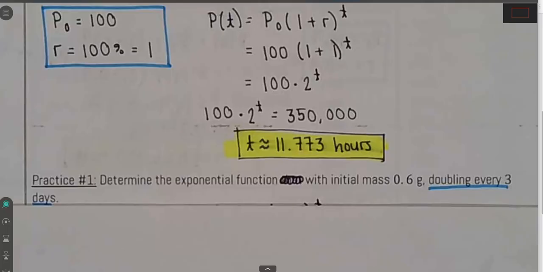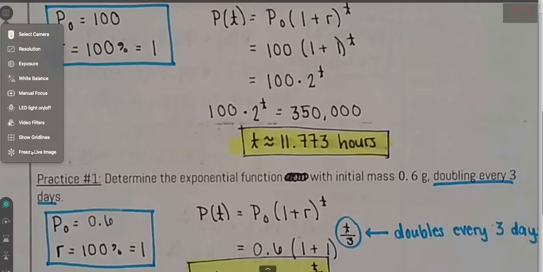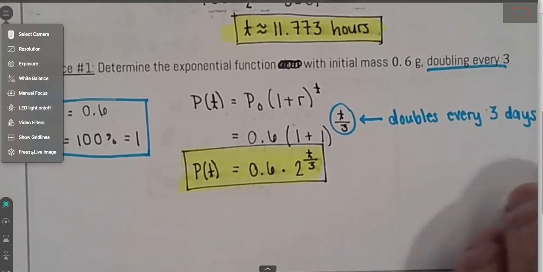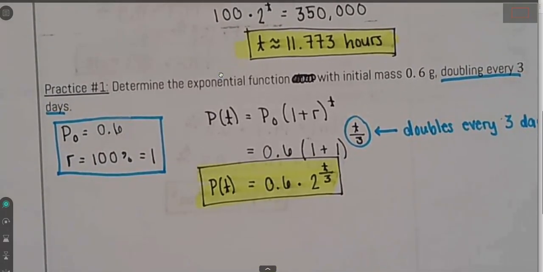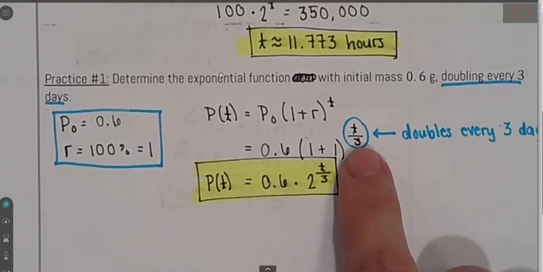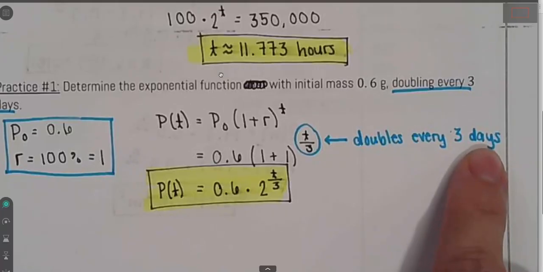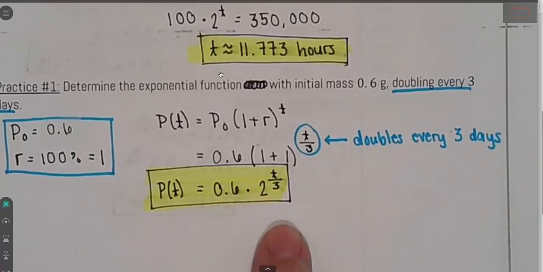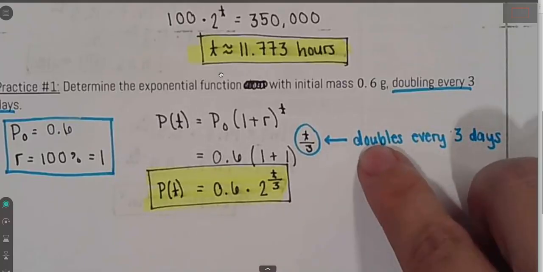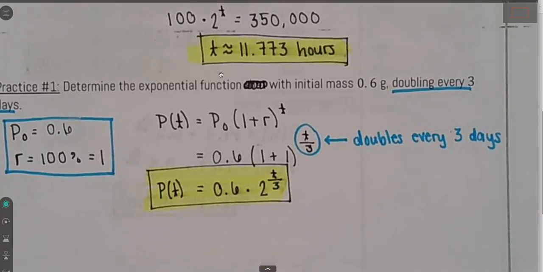What's R? Okay. Here is the answer, ladies. So R, once again, is 1 because it's doubling, which means it's increasing 100% each time. And then we'd have to divide this by 3 because it's doubling every 3 days, not every day. Great job, everyone. And so here is the function. Many of you gave it to me like this, which is also fine.